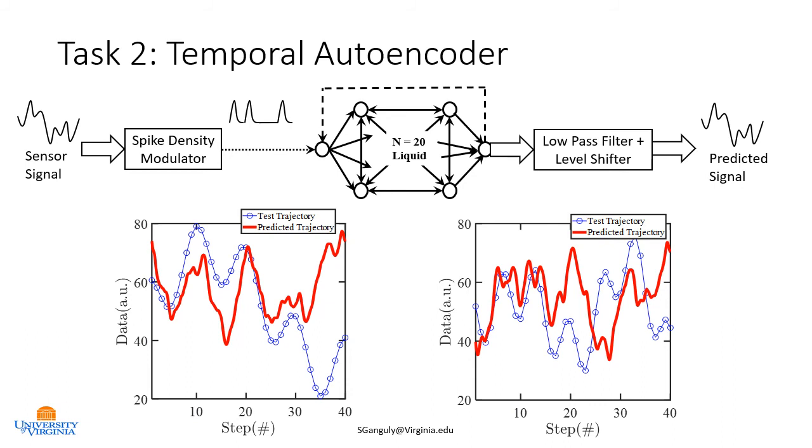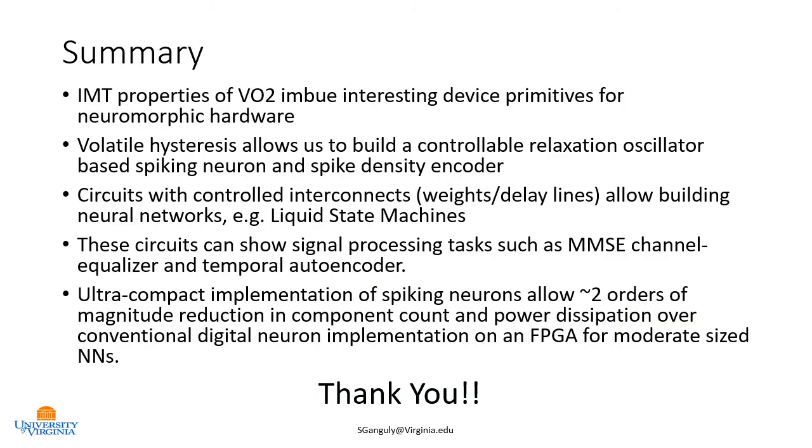So this shows you two different applications that you can build with this kind of reservoir computer, which you're building from a very compact VO2-based spiking neuron. In summary, the IMT properties of VO2 imbue very interesting device primitives for neuromorphic hardware. The volatile hysteresis is what allows us to build these very interesting spiking neurons, and with some controlled interconnects, you can build interesting neural networks. The application we saw was the liquid state machine, and you can do very important signal processing tasks with it. Since this device is ultra compact, just one transistor and one VO2, in a very compact footprint it covers the functionality of a complete spiking neuron.